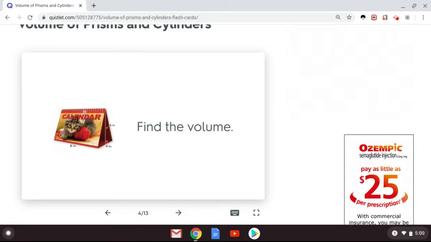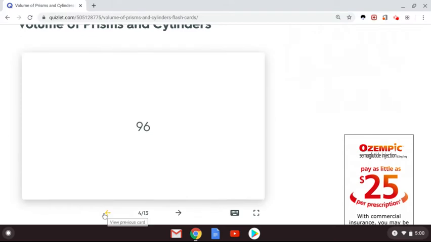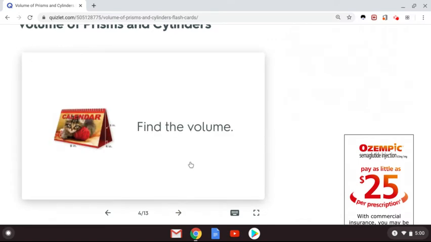It says find the volume here. So again, it's base times height. So it's the base here. They're giving me the height of this. So that means you'd be multiplying all these sides. And oops, sorry. Let's see. Yeah, sometimes when you click on it, it will go back to the answer.